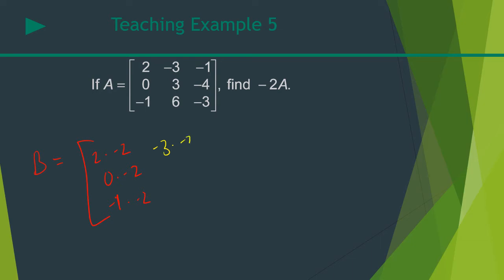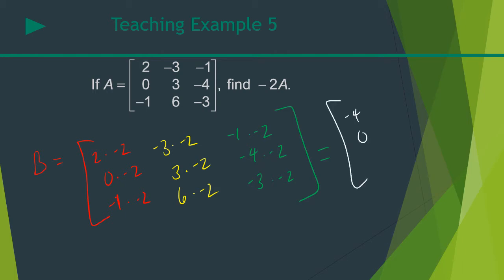Negative 3 times negative 2, 3 times negative 2, 6 times negative 2. Then we have negative 1 times negative 2, negative 4 times negative 2, and negative 3 times negative 2. Okay? And then we do the math, and that's your solution. So when we do the math, we have negative 4, 0, positive 2. Positive 6, negative 12. We have 2, 8, and 6. Bam.